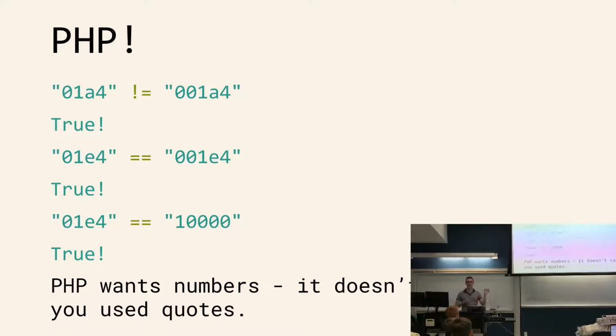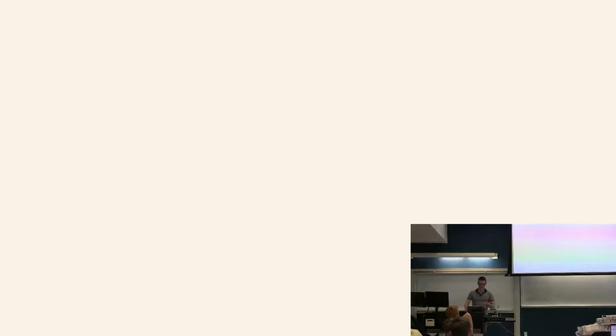01E4 is a number. It is 10,000. It doesn't care that you led it with a 0. It doesn't care at all. It wants numbers. PHP loves numbers. So, I mean, my God, it only gets worse.